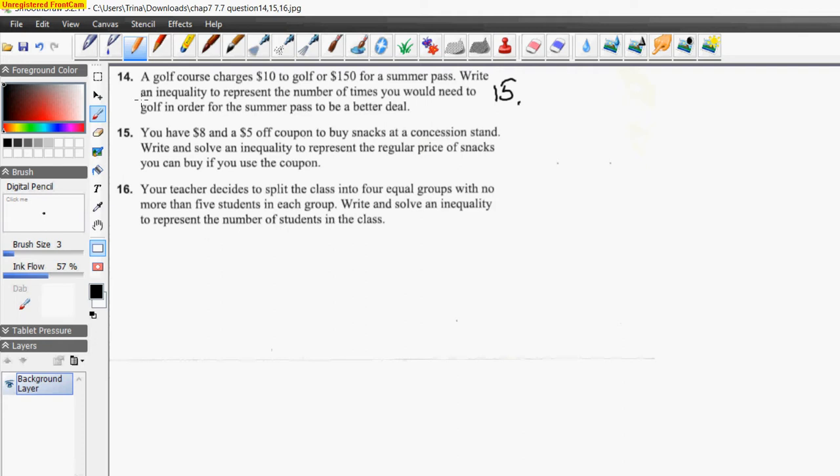That's a concession stand. Okay, so you've got $8 in your pocket, and then you have a coupon of $5. So if you add both of them together, it's going to equal 13. Let's write out how we would write the inequality for this.